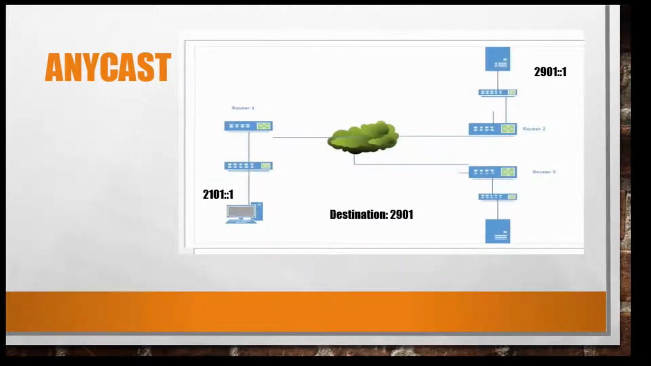Now we want to talk as well about ANYCAST. With ANYCAST, a single IPv6 address, and I want to make sure that you understand this is not IPv4, is assigned to multiple devices, as you can see over here. It goes to the cloud, and from the cloud it goes to the devices that we want, and the communication flows to the nearest one.